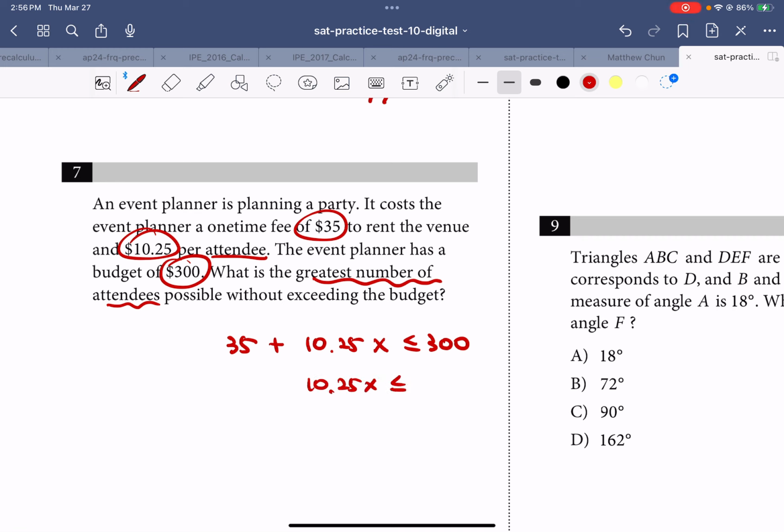10.25x less than or equal to 265, when you subtract 35 from both sides. Now use a calculator: 265 divided by 10.25. If you calculate this, it's around 25.85. Then what is the maximum integer? Then x has to be 25. Okay, not 26. It should be less than 25.85. So the maximum possible integer should be 25.